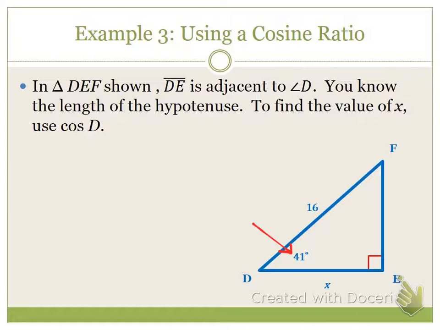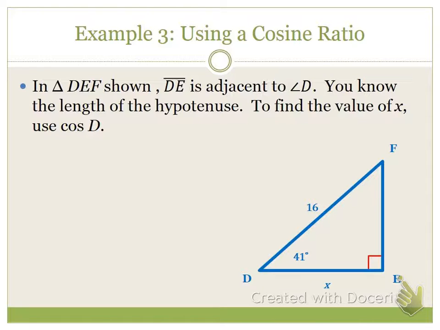So if I'm looking at 41, what side lengths do I know? How does x relate to 41? Is it opposite, adjacent, or hypotenuse? X is adjacent. And what about 16 as it relates to 41? Hypotenuse. So which trig ratio deals with adjacent and hypotenuse? Cosine. So that's how you know. Now, obviously, example 3 told us, but if it doesn't, which it doesn't in your homework, that's how you figure it out. Start with the angle you know, and then how do the side lengths relate? Is it opposite, adjacent, or hypotenuse?